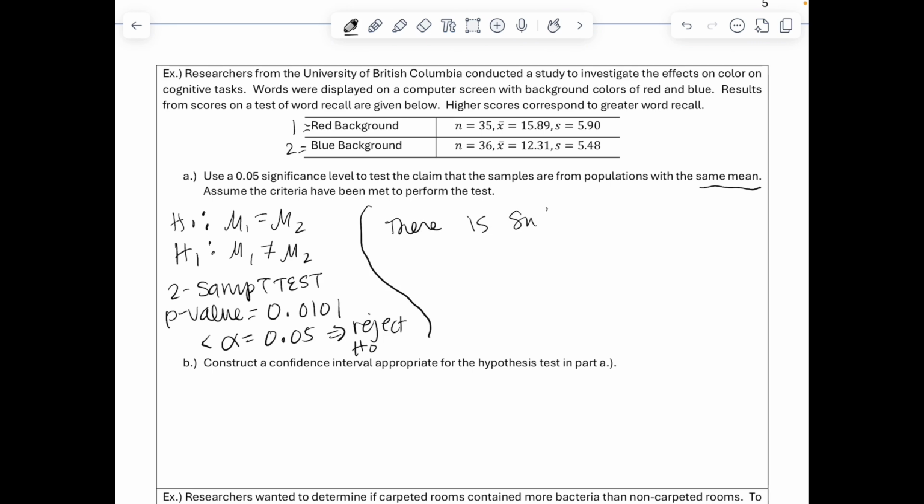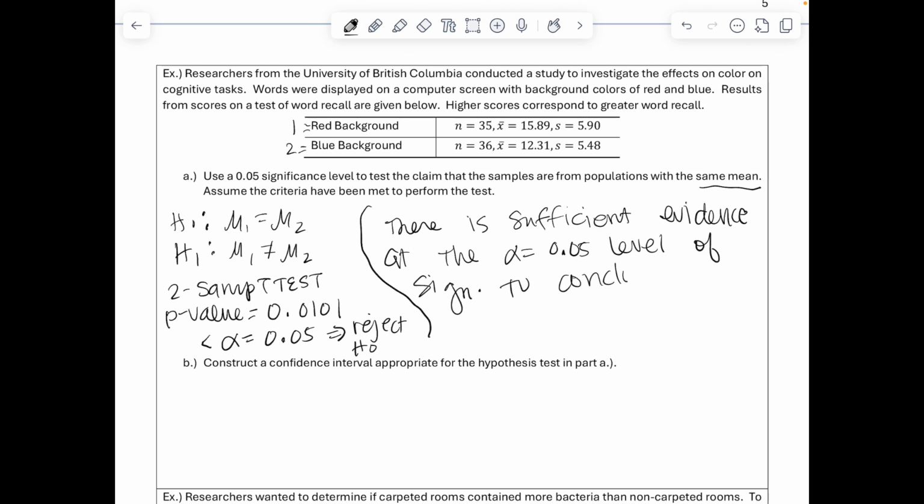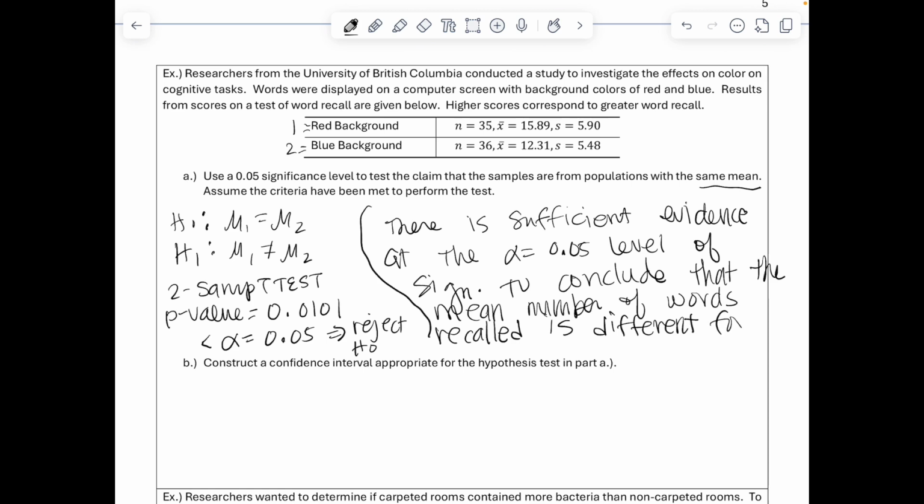So this is going to start off with, there is sufficient evidence at the alpha equals 0.05 level of significance to conclude that the mean number of words recalled is different for red and blue backgrounds.